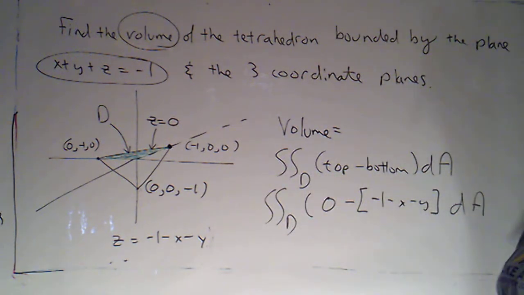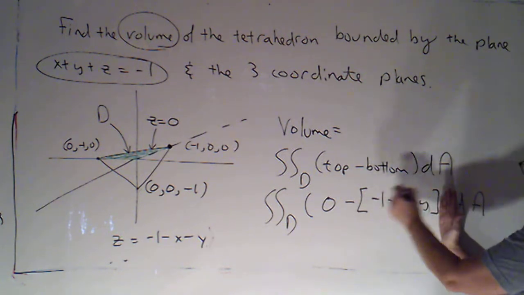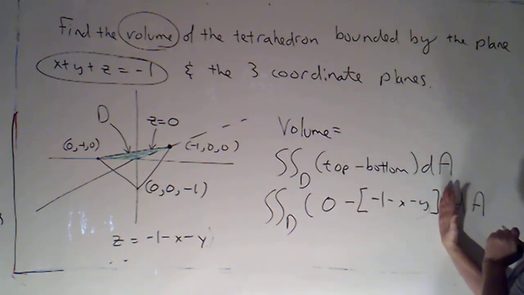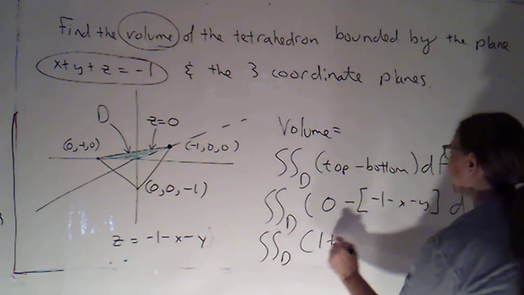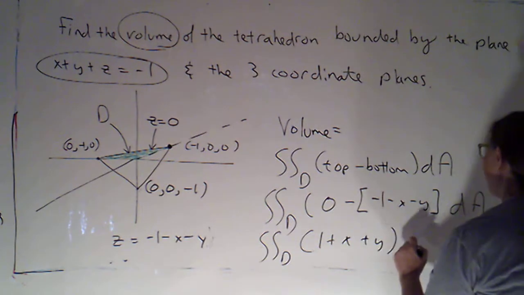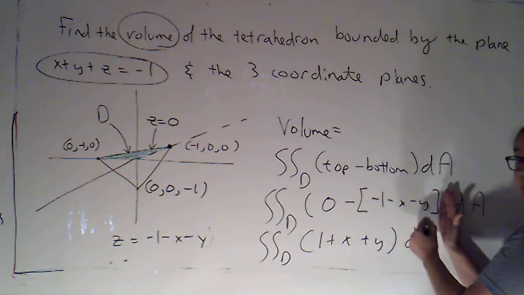and we're integrating that over this region D. Of course, what that's going to do is take these negative z values, and we're just going to change the sign. So we're going to end up integrating over D, 1 plus x plus y dA. Okay, excellent.